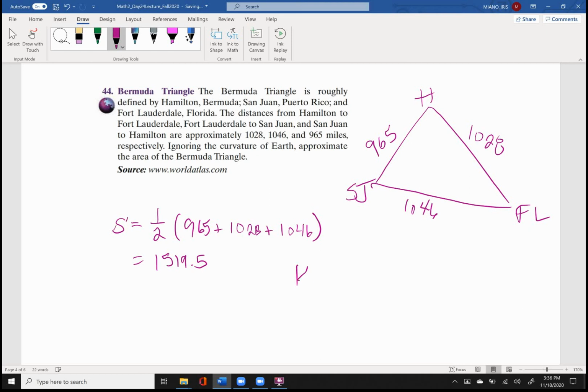So then your area value here is the square root of exactly that value, times all of the differences between that value and the side lengths, which give you 554.5, sorry, let me just do a better job of looking at my notes. 554.5, 491.5, and lastly, 473.5.